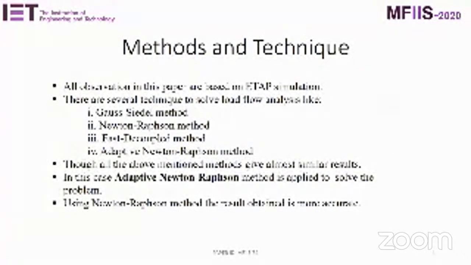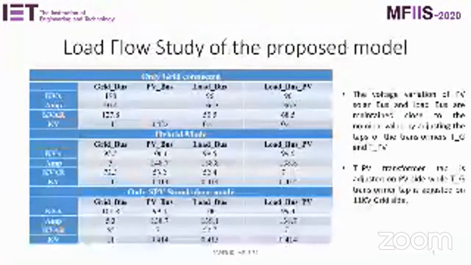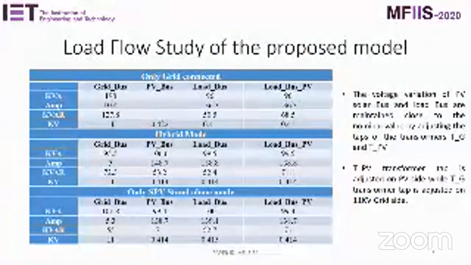All observations in this paper are based on ETAP simulation. In the load flow study, we use the adaptive Newton-Raphson method to get better and accurate results. Here we see the load flow study result. Here we observe the voltage variation of the PV solar bus and load bus was maintained close to the normal value by adjusting the taps of the transformers.